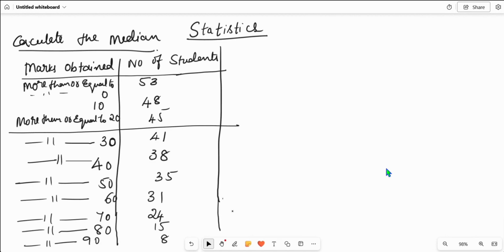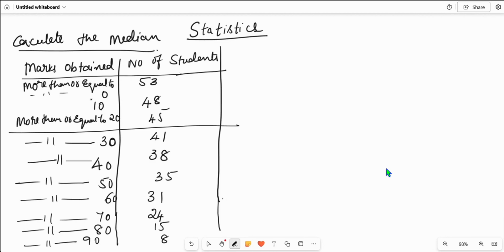So they've given it like this. More than or equal to 0, it is 53. More than 0 means everything will come, correct? That means the total, it is 53 now. Understood? Total will be 53 then. Next comes more than or equal to 10. More than 10, it is 48. And more than 0, it is 53.